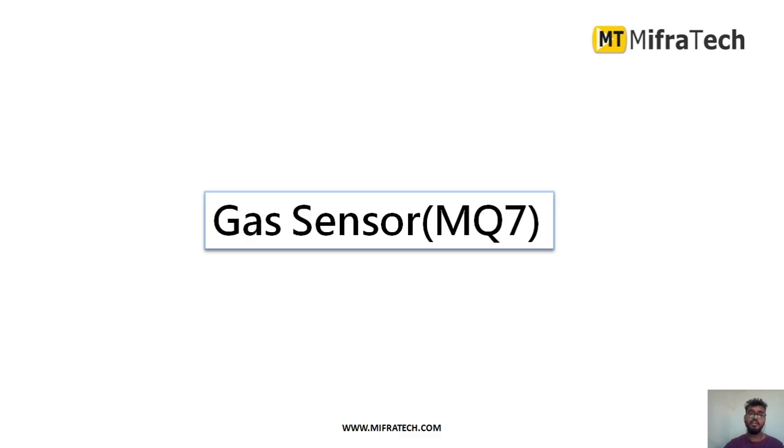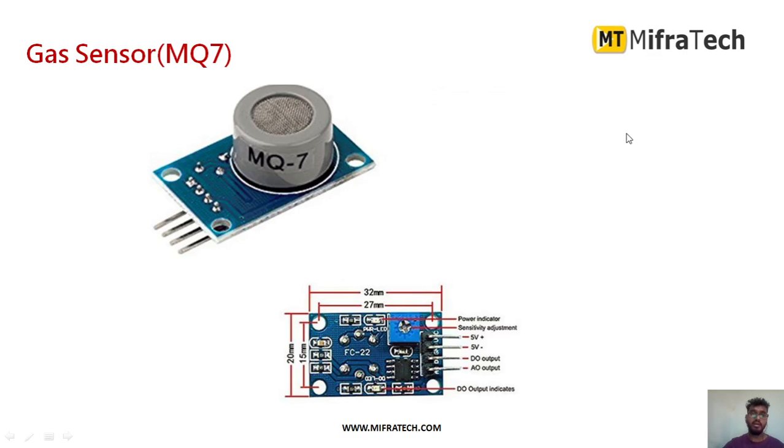Today in this section we learn about the MQ7 gas sensor, which is mainly used to detect combustible gases. So this is how an MQ7 gas sensor looks. It has mainly 4 pins, as you can see. 5 volts provides the power supply, that is the VCC pin. Next we have ground, which we have to connect to ground.